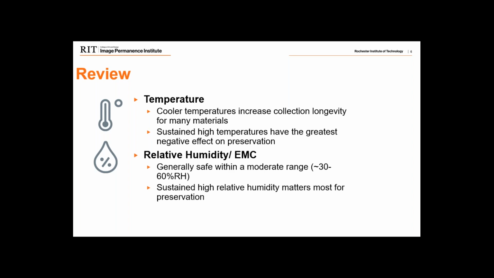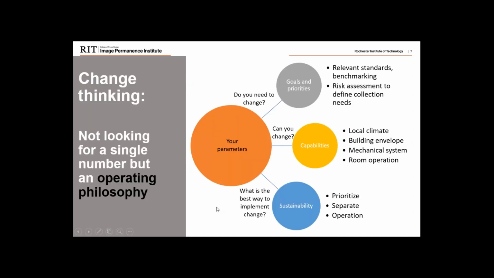And again, just like temperature, it is the sustained high relative humidity that is going to account for the most issues with preservation. So again, we want to avoid high levels of relative humidity when we're setting parameters. And again, fluctuations, as we saw last time, really are not as much of an issue as that time spent at higher levels. So these are all things to keep in mind when we start talking about parameters.